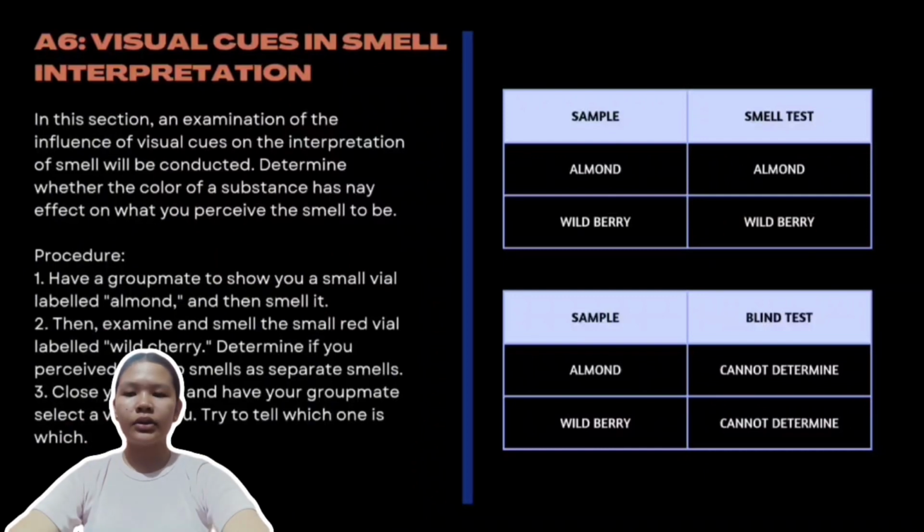In smell tests, I was able to correctly identify the almond and wild cherry scents because the label on the vials guided my expectation. Additionally, the scents from the vials labeled wild cherry and almond are perceived as separate because they have distinct scent characteristics. Wild cherry typically has a fruity, lightly tart aroma, while almond is characterized by a sweet, nutty scent with floral undertones. These differences in scent characteristics allow me to differentiate between the two smells.